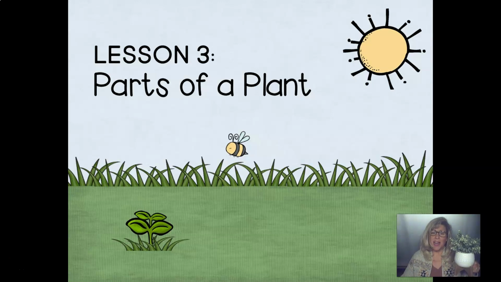Greetings, my remote botanists. Yesterday we took a look at the stages of the life cycle of a plant, and we also looked at the parts of a seed. Today we're going to continue that study, and we're going to look at the parts of a plant, and we're going to take a closer look at what plants need.